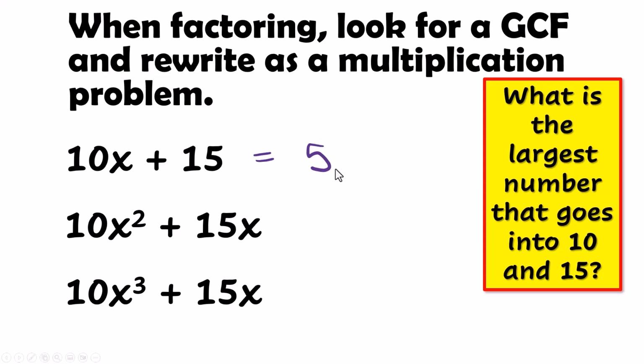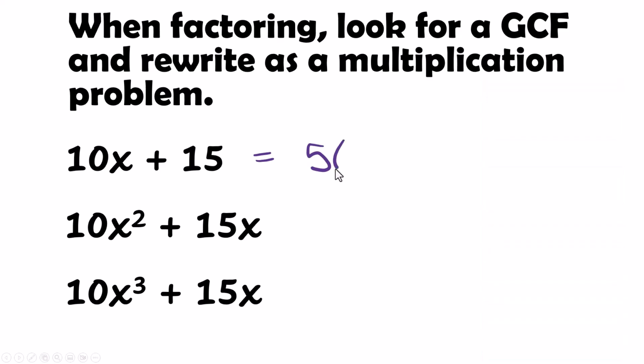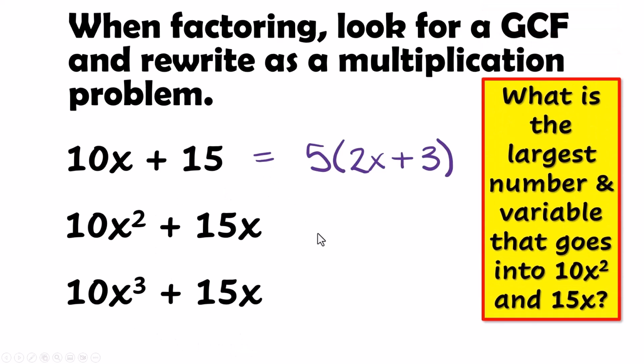So what are we multiplying that by? In order to get 10x, you need to multiply that 5 by a 2, and that needs to be an x with that 2. So 5 times 2x is the 10x. To get the 15, we have to multiply that 5 times a 3. All right, we're going to do the same thing. I made the numbers the same on purpose just so you can see the pattern here.